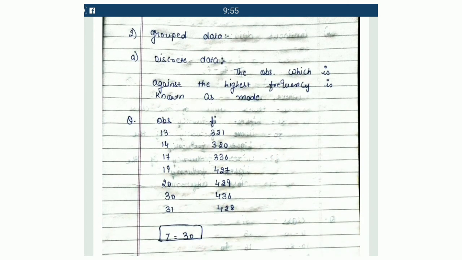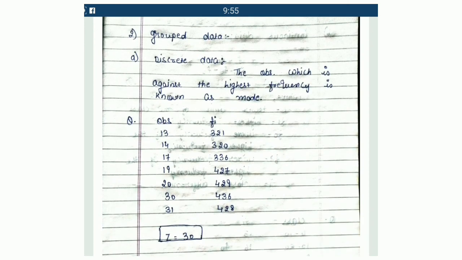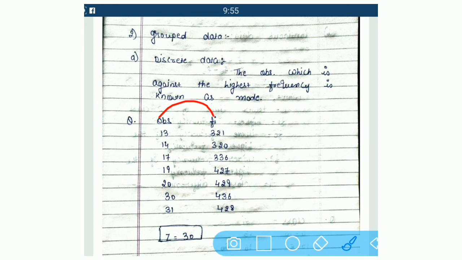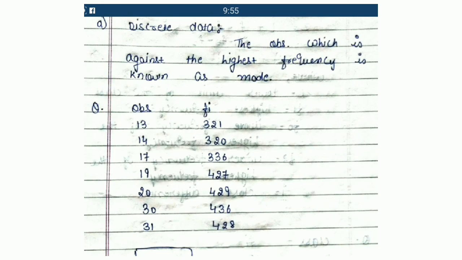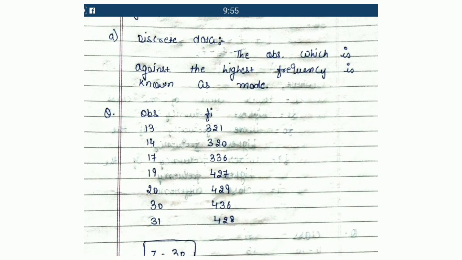Now moving to the next method, that is grouped data. What is grouped data? You know very well, where observations and frequencies are given to us, that becomes our grouped data. Now how do we calculate it with discrete data? See, with discrete data, the observation which is against the highest frequency is known as mode. Jo observation aapka highest frequency ke samne diya hai, it is considered as mode. So we have to check the highest frequency over here. These frequencies are given to us. Ab isme se highest frequency hume find karni hai, means the number jo highest hoga wo hume find karna hai.